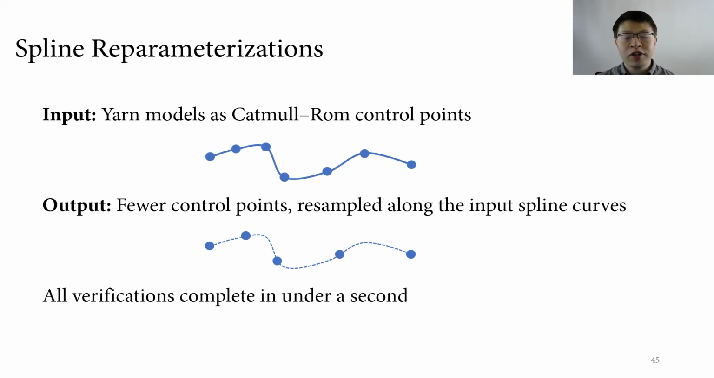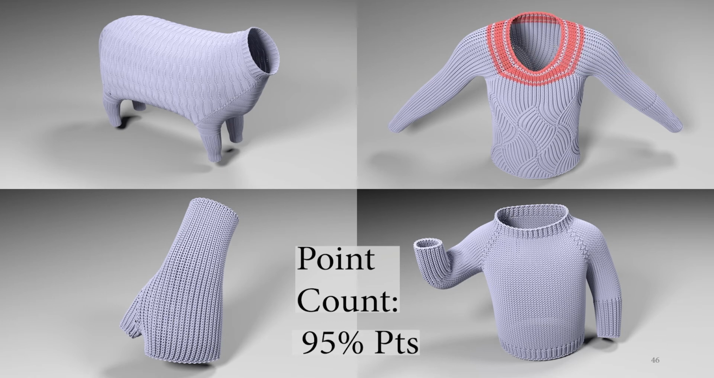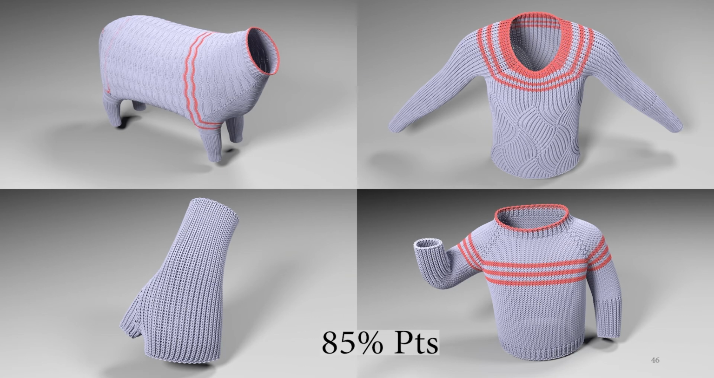Let's look at reparametrization operations. We start with yarn models with Catmull-Rom splines. We decrease the number of control points by resampling along the curves. This deforms the curves, requiring us to verify that the topology hasn't changed. Here are the results as we lower the point count. We mark topology failures in red.